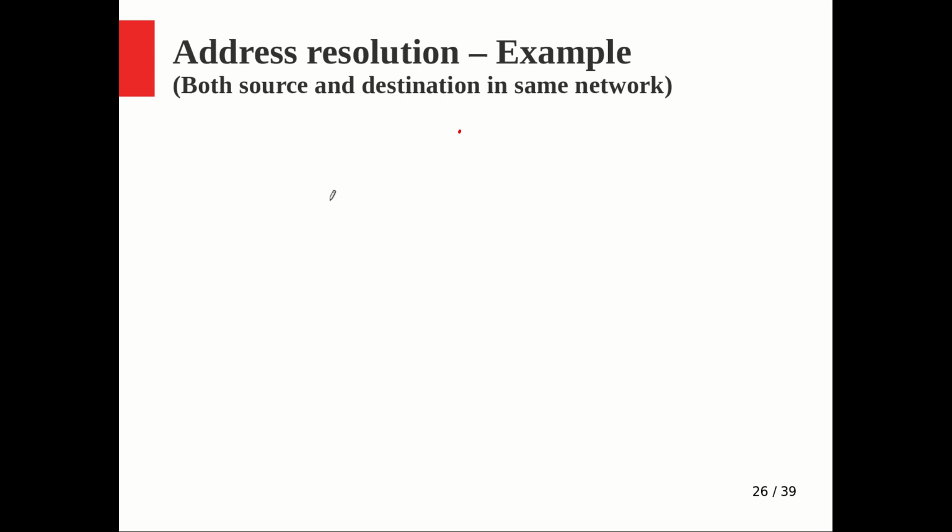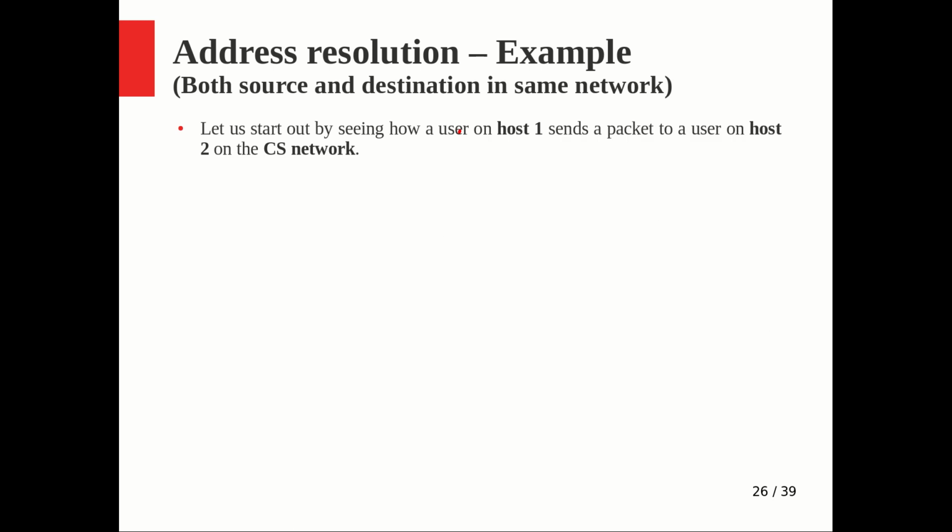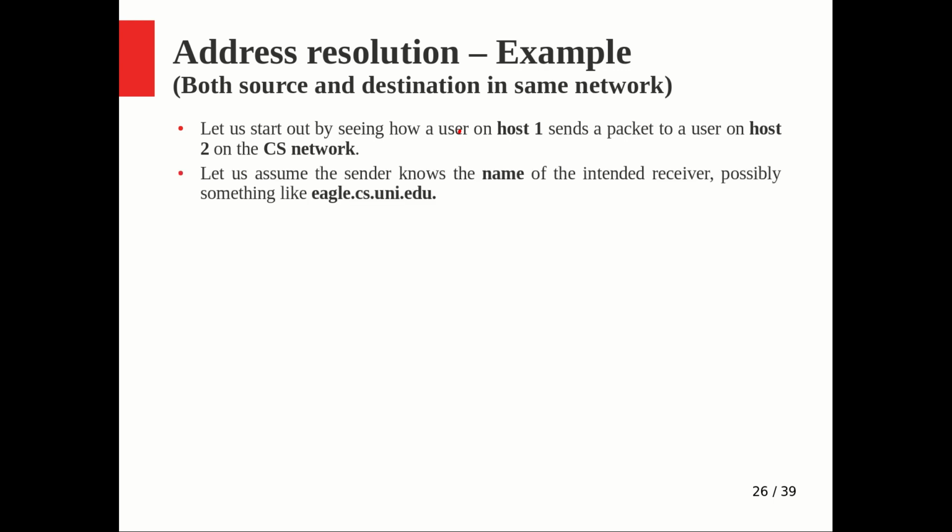So let's see the points we have gone through. I am just explaining, since I explained those things already with the diagram. Host 1 sends a packet to host 2 on the CS network. Let us assume that the domain name is like eagle.cs.uni.age. The first step is that the IP address of host 2 should be obtained by host 1.